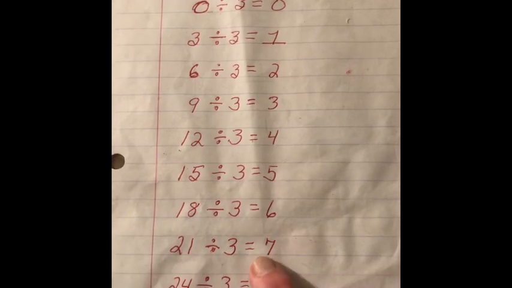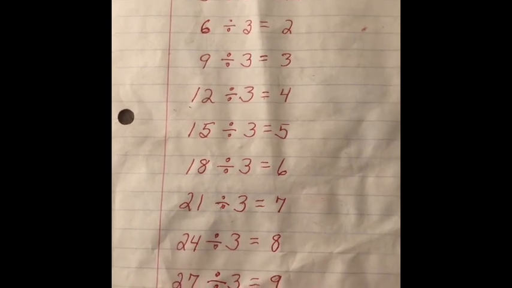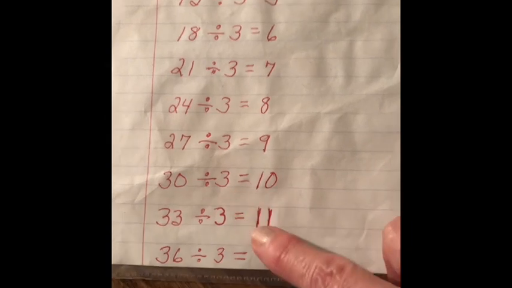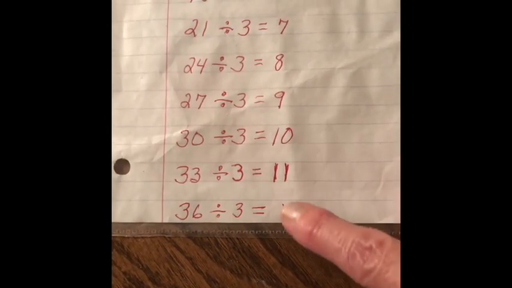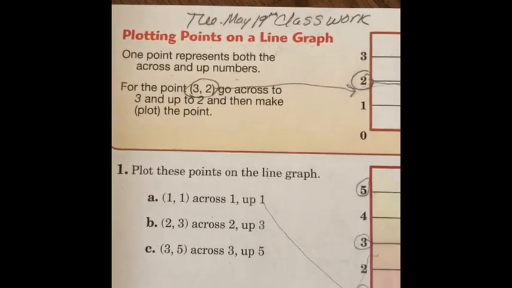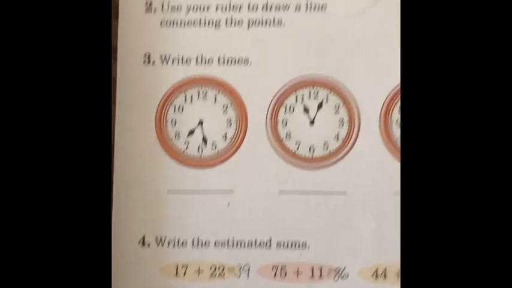21 divided by 3 equals 7. 24 divided by 3 equals 8. 27 divided by 3 equals 9. 30 divided by 3 equals 10. 33 divided by 3 equals 11. 36 divided by 3 equals 12. Okay guys, now we're going to work on the class side of the paper. Class side of the paper is page 330.